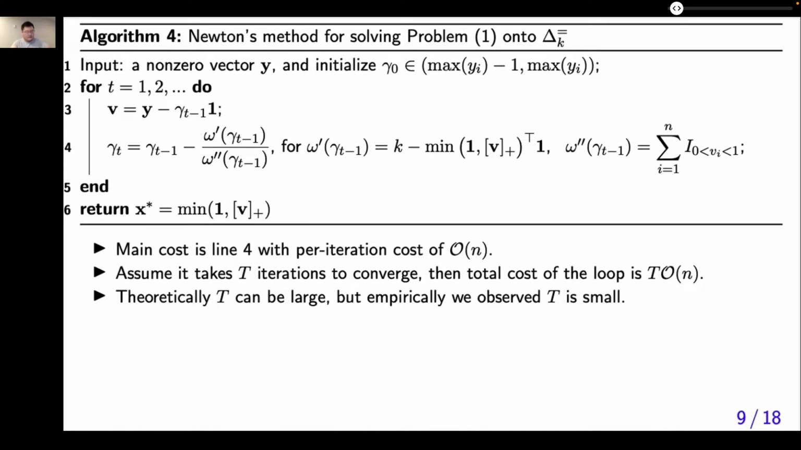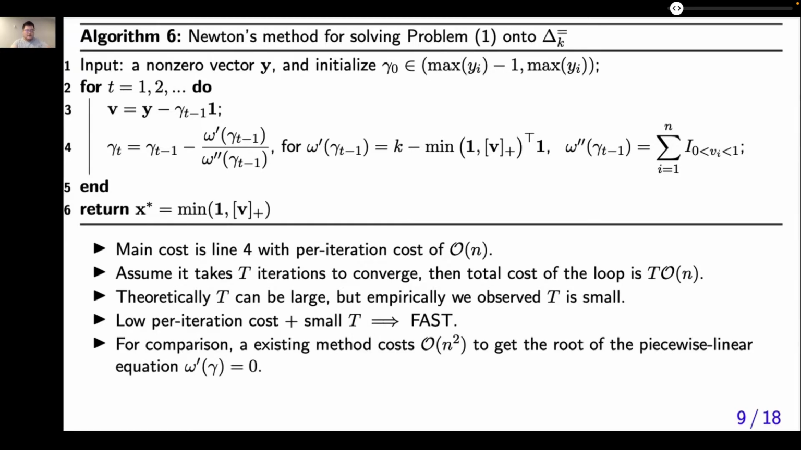Theoretically speaking, t can be as large as infinity, but practically speaking, we observe that t is very small in all the experiments we conduct. So that means low per iteration cost with a small t means fast. In comparison, existing methods on solving this kind of problem use some sorting method which cost can go up to O(n squared). That means very slow, especially for the case when n is a very big number.